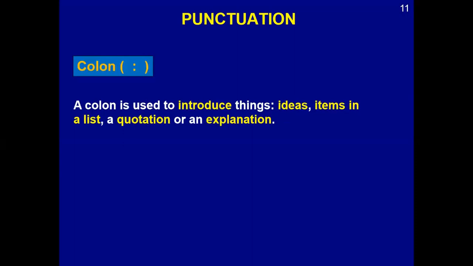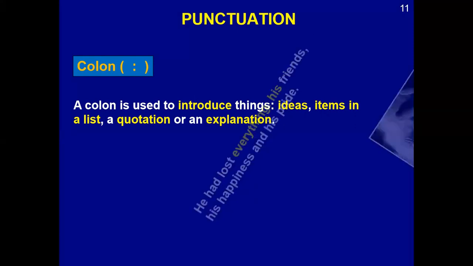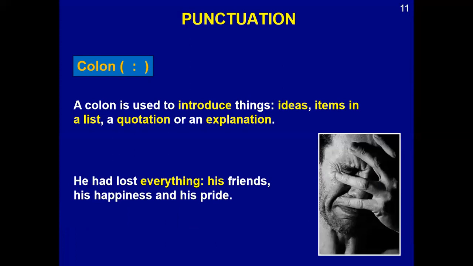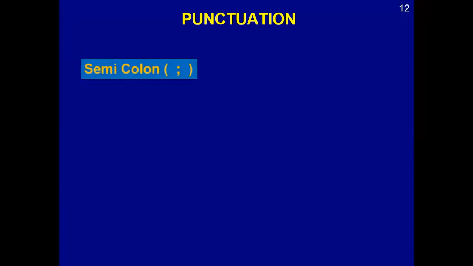A colon is used to introduce things, and even if you focus in this sentence, after 'things', we have marked a colon because a colon is used to introduce things. So we are also going to introduce things here: ideas, items in a list, a quotation, or an explanation. He had lost everything, and now we are enlisting what: his friends, his happiness, and his pride. And in between these, we have used commas.